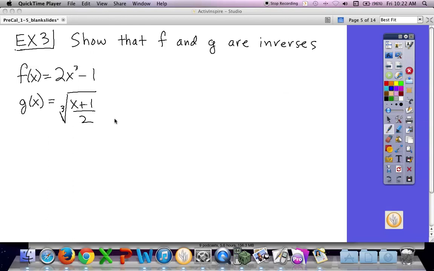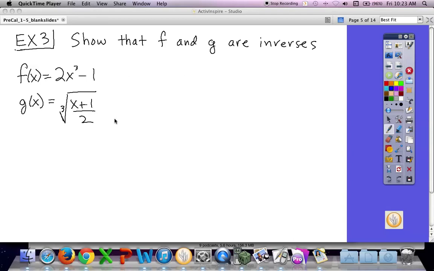So example 3. Show that f and g are inverses, where here's the f and the g. So how are we going to show? We're going to take the composition and see if everything cancels and leaves us with x. So let's do the f of g of x first.